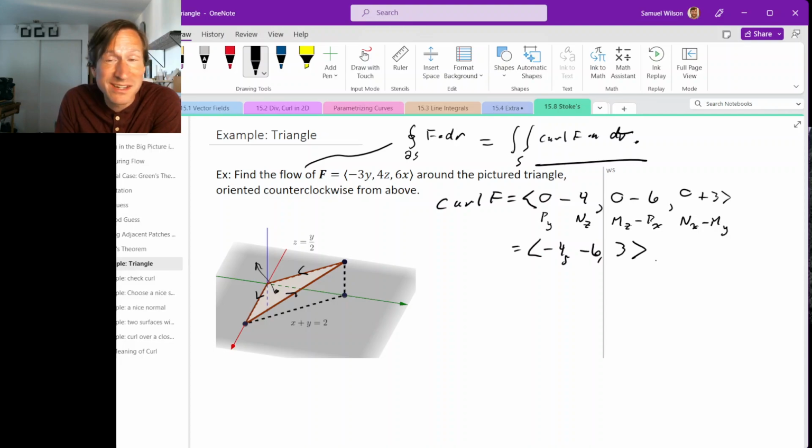This is nice because this means our surface integral is going to be pretty straightforward, right? Because this vector field is actually a constant vector field. That's supposed to be a comma here.